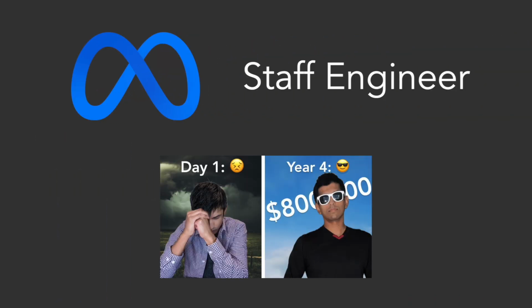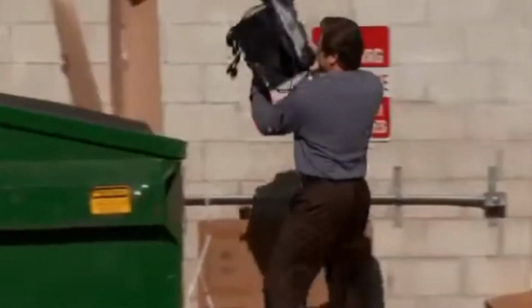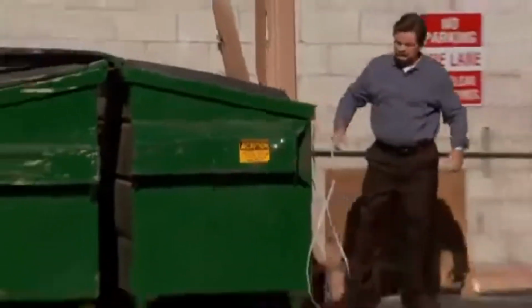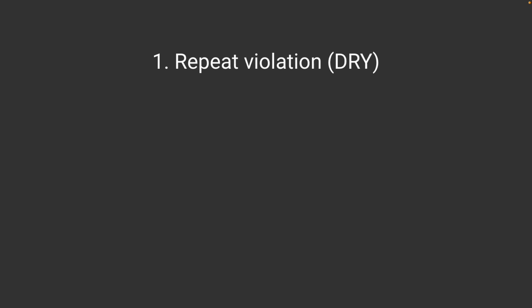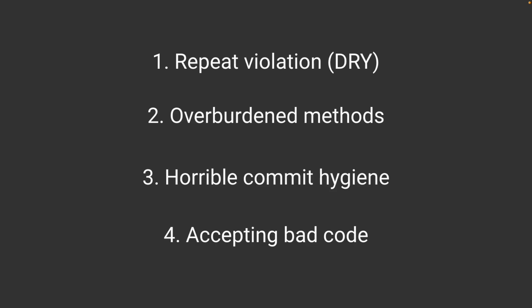I was most recently a staff engineer at Meta, and I promise you, every senior engineer has definitely written bad code in the past. But the best way to write good code is to write a lot of bad code. In this video, I'll share four examples of the horrible code I wrote and why it was problematic.